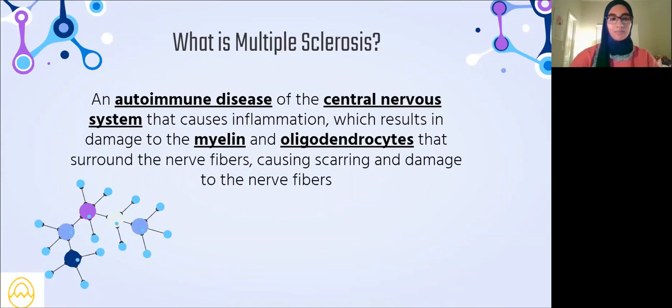current treatments. So starting off with the definition, multiple sclerosis is an autoimmune disease of the central nervous system that causes inflammation, which results in damage to the myelin and oligodendrocytes that surround the nerve fibers, causing scarring and damage to the nerve fibers. To better understand this definition, let us define some key words. An autoimmune disease occurs when the immune cells begin to attack the body's healthy cells instead of diseased cells.